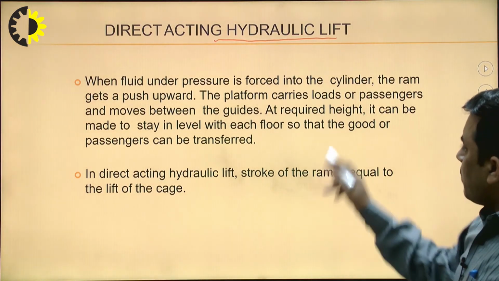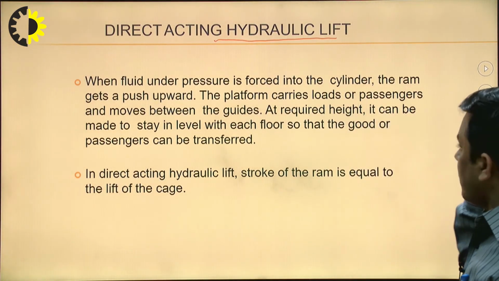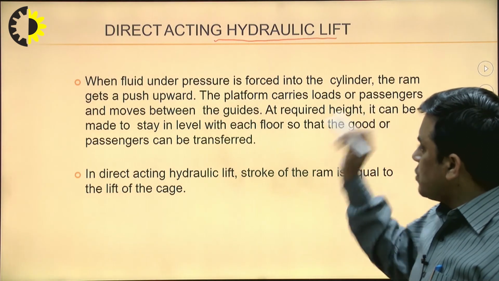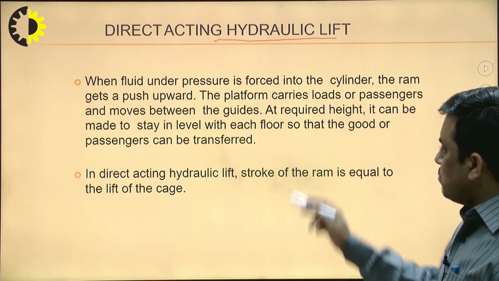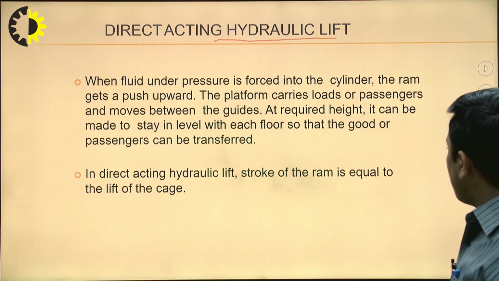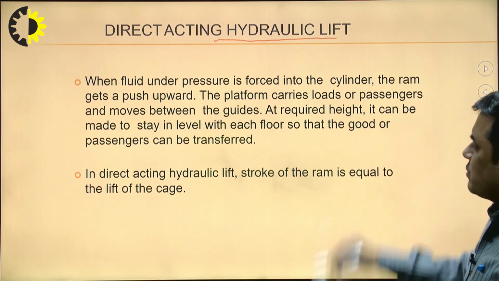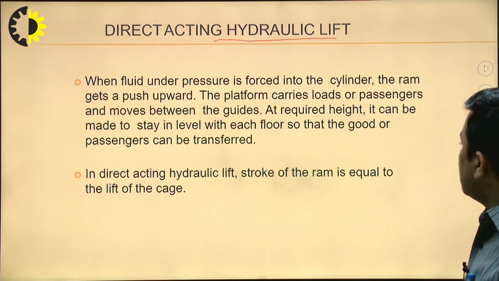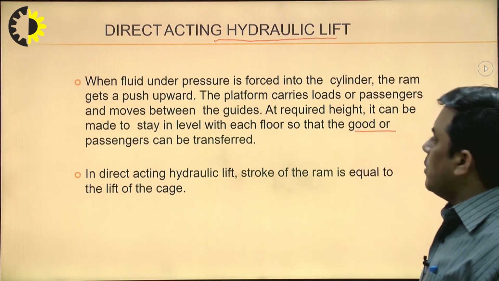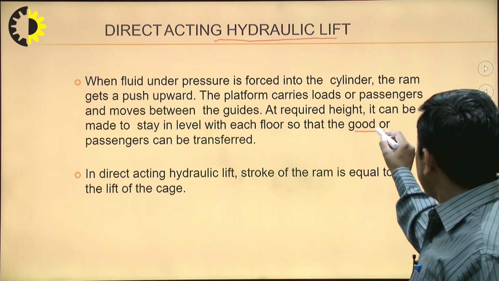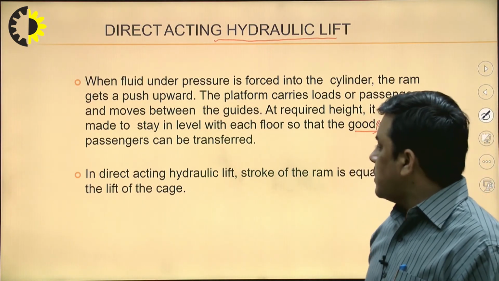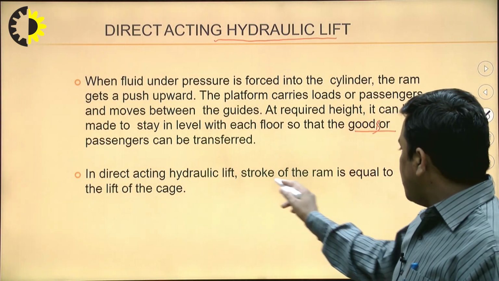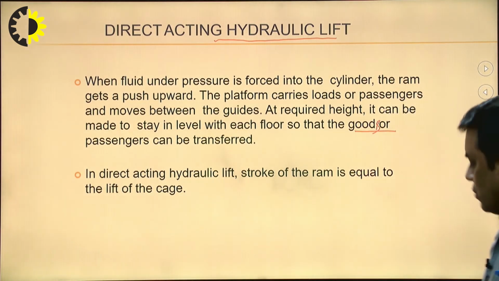When fluid under pressure is forced into the cylinder, the ram gets a push upward, and the platform carries loads or passengers and moves between the guides. At the required height, it can be made to stay in level with each floor so that the goods or passengers can be transferred. In direct acting hydraulic lift, the stroke of the ram is equal to the lift of the cage.